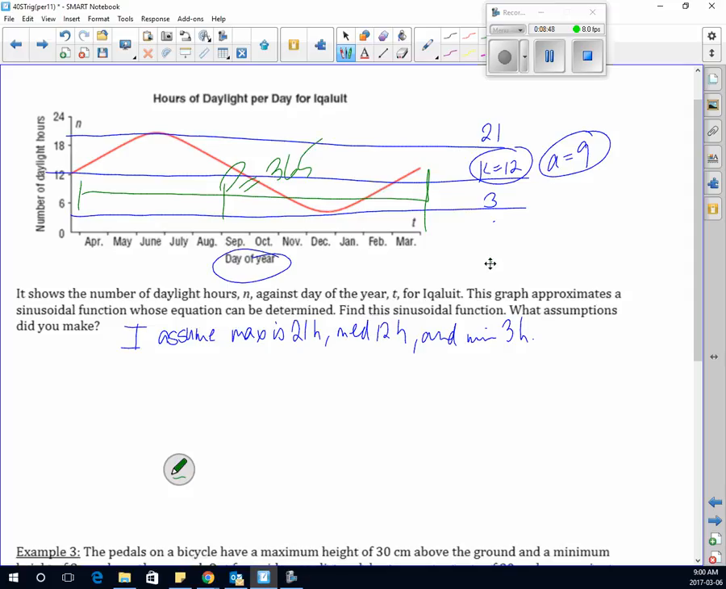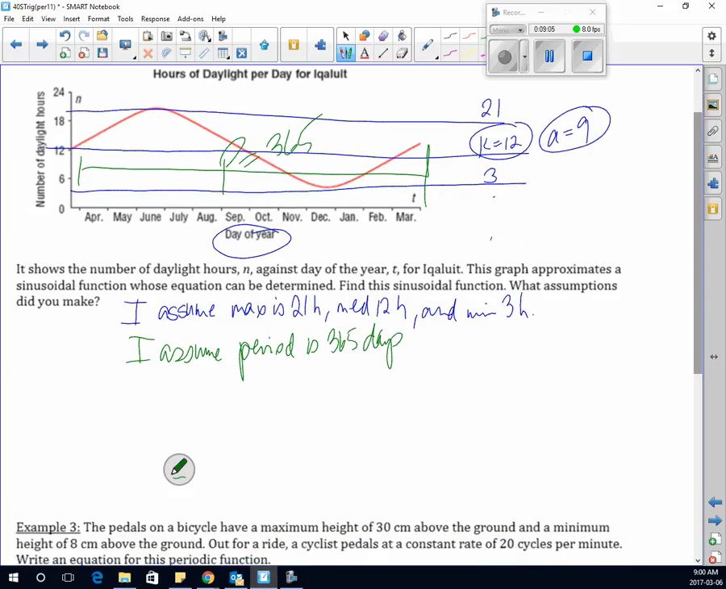So that's my assumption: I assume period is 365 days. We're not going to put the quarter in and all that stuff. Okay, so if the period is 365 days, what's my b going to be? 2 pi divided by 365, right?